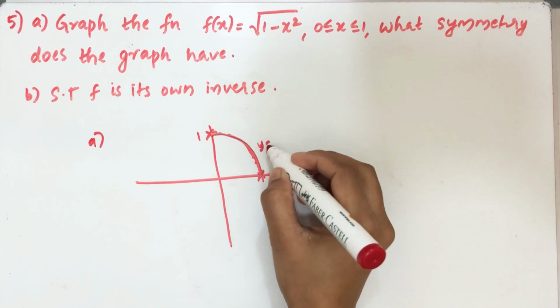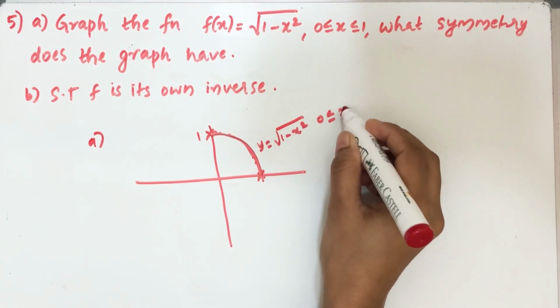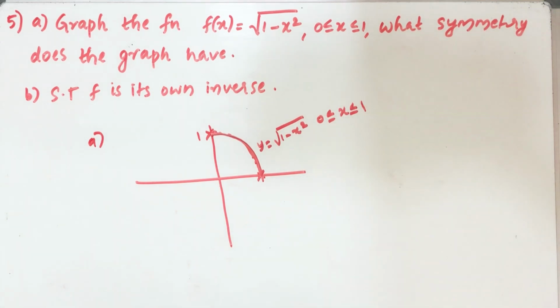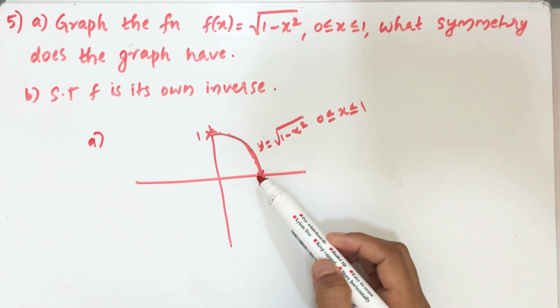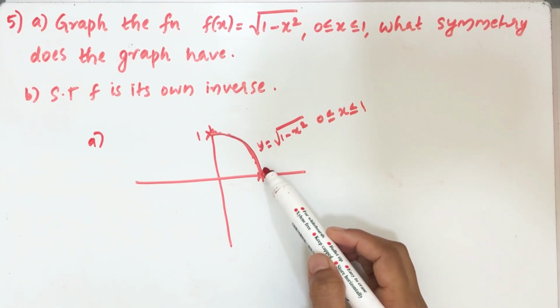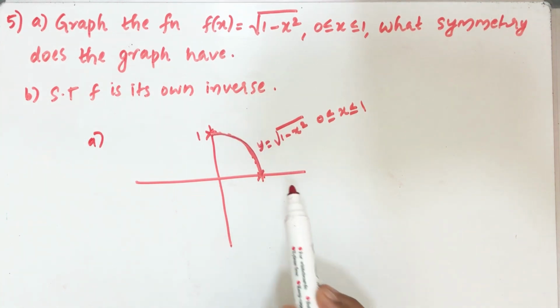This is y equal to root of 1 minus x square, 0 less than or equal to x less than or equal to 1. What symmetry does the graph have? We can say this is symmetric about the line y equal to x. Show that f is its own inverse. We can find the inverse of this graph.